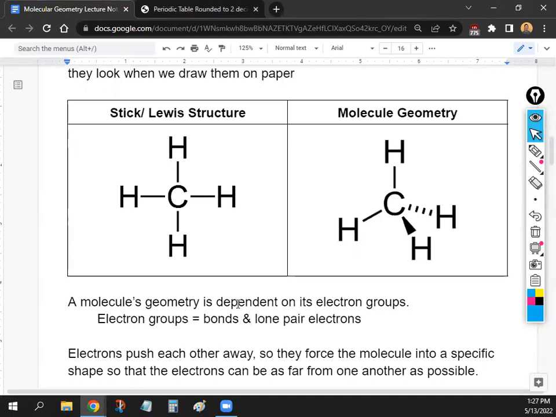But while you guys copy that down, I'm going to pass out the handout that you're going to need for today. And this is yours. You guys can keep it. Take one, pass it down. But electron pairs are basically just bonds and lone pair electrons.